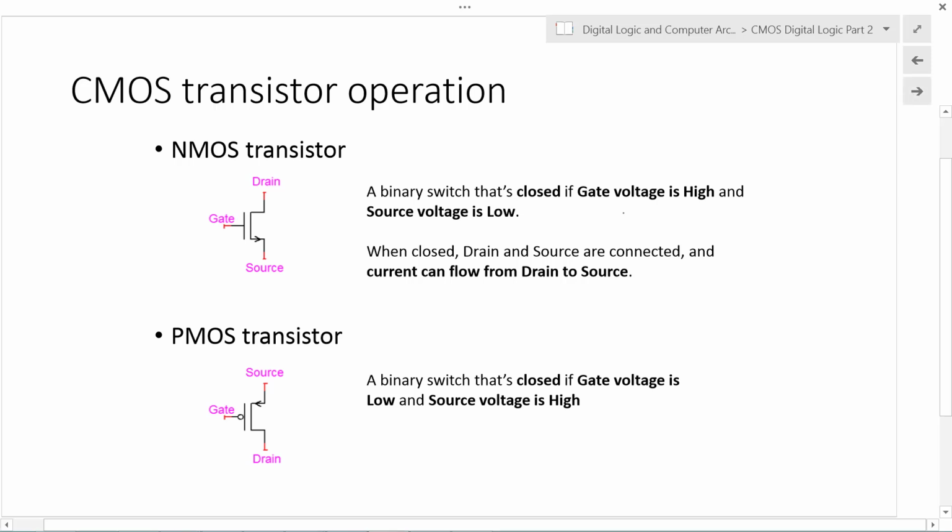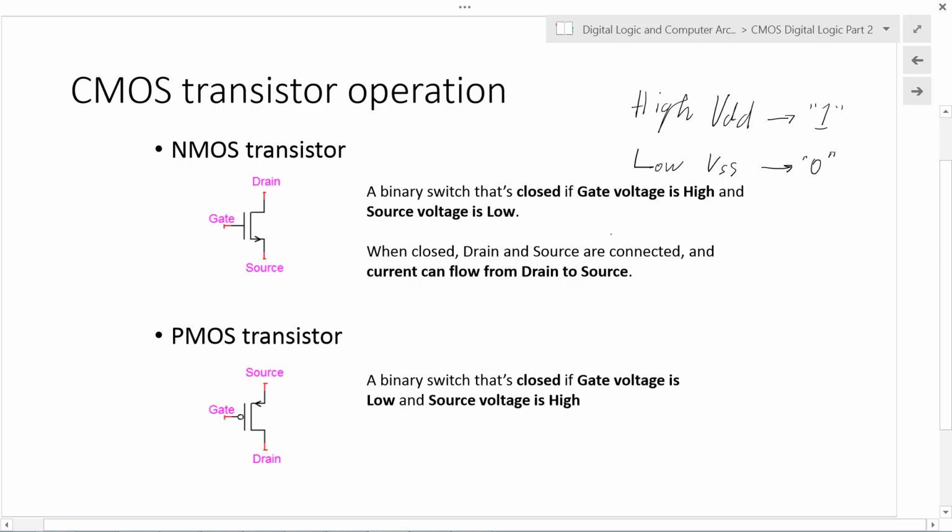So when we talk about high and low voltages, let's review here. High voltage, VDD, implies a logic 1, and a low voltage, VSS, implies a logic 0.